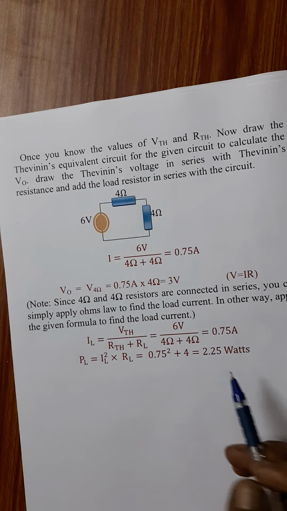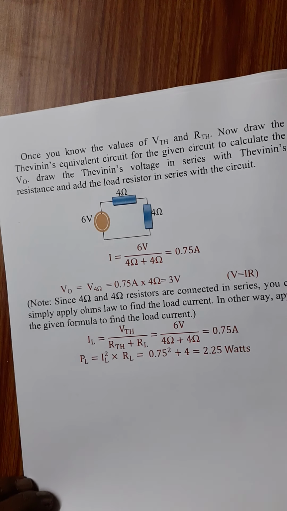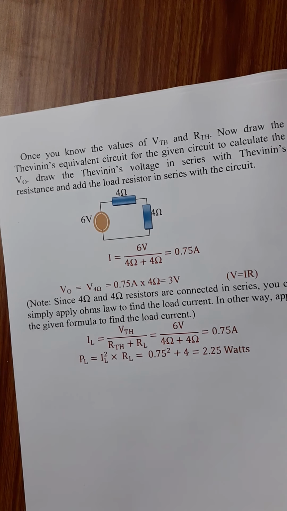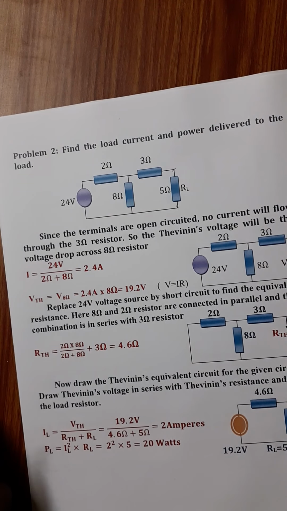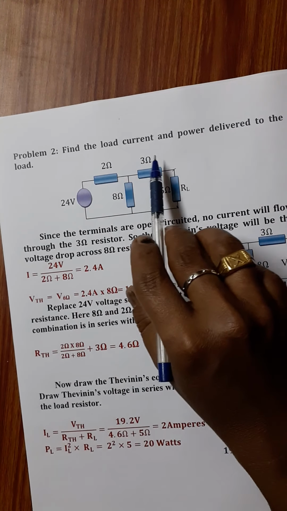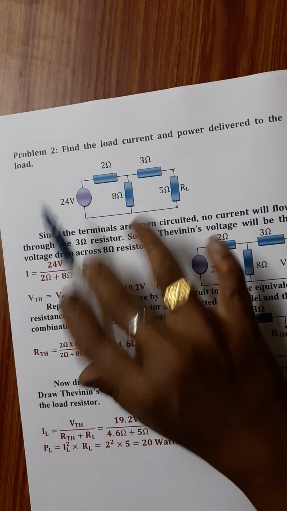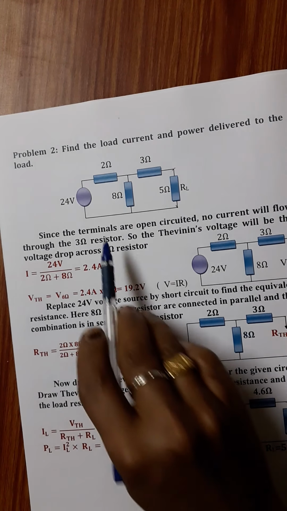So this is how to find out the value of VTH and RTH, or to solve the circuit by using Thevenin's theorem. Now let us go for the second problem. Find the load current and the power delivered to the load. So this is the given circuit.